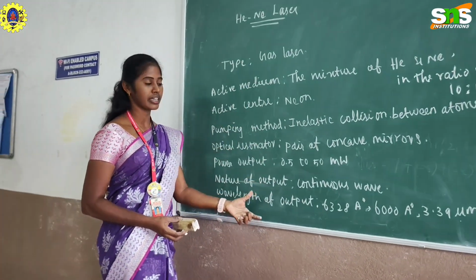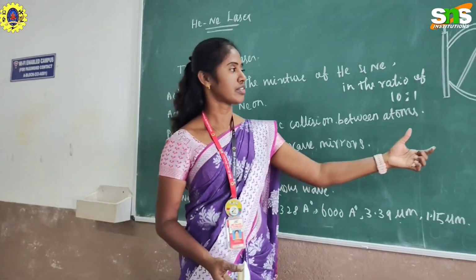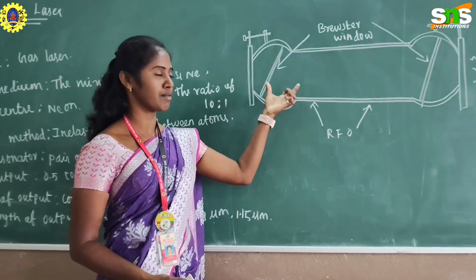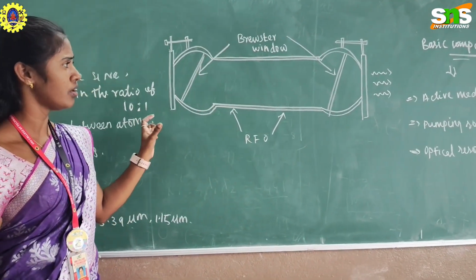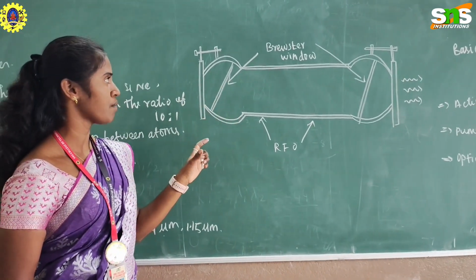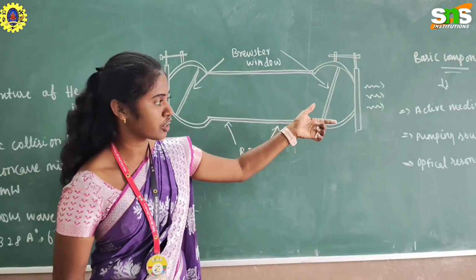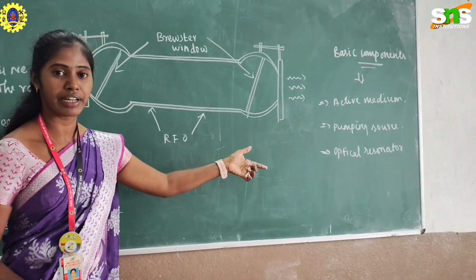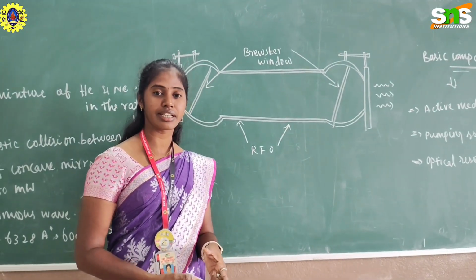These are all the basic requirements and basic actions. Look at this diagram, the schematic diagram of the helium neon gas laser. The main construction has three components: active medium, pumping source, and the optical resonator. The working and the construction will be discussed in a later video.